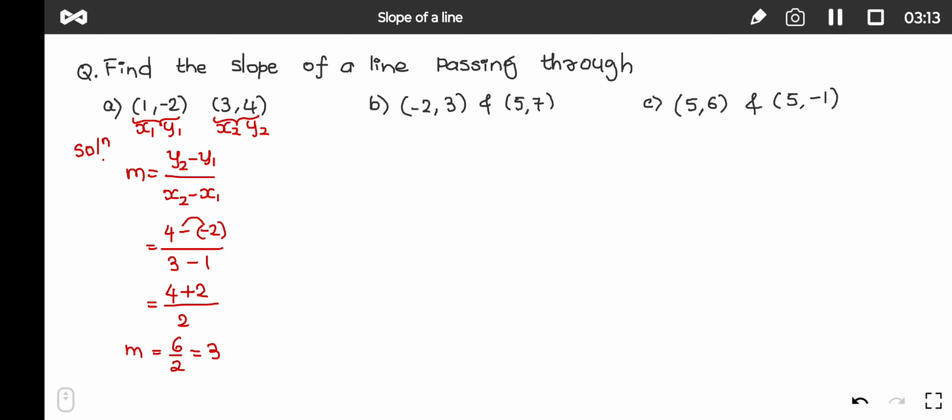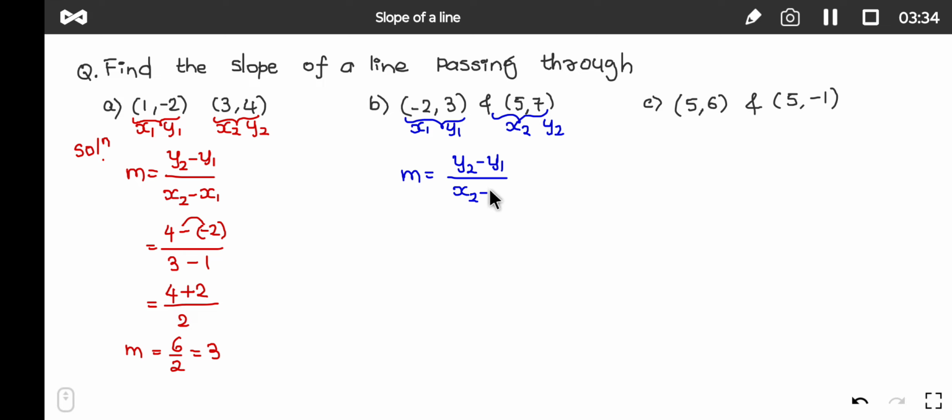Look at the second one. Same question, we have to find a slope and the line is passing through these two points. Let's consider minus 2 is x1, 3 is y1, and this second point is x2 y2. Again the same formula, m is equal to y2 minus y1 divided by x2 minus x1. So y2 is 7 minus y1 is 3, divided by x2 is 5 minus x1 is minus 2. So 7 minus 3, which is 4, divided by 5 minus minus, here plus 2. So 4 upon 5 plus 2, which is 7. So the slope for the second line is 4 by 7.